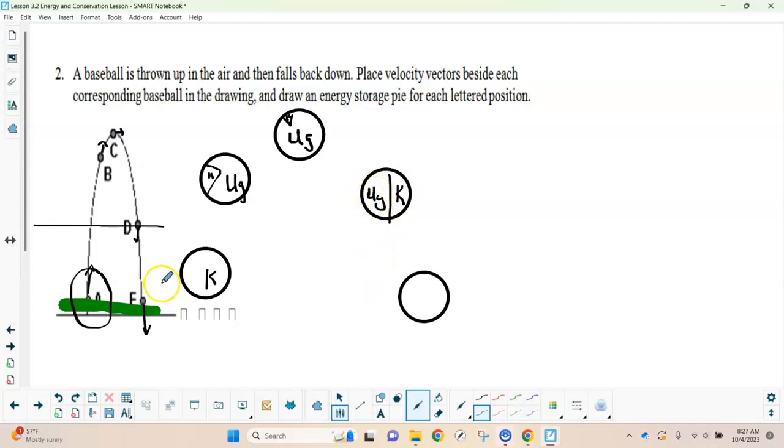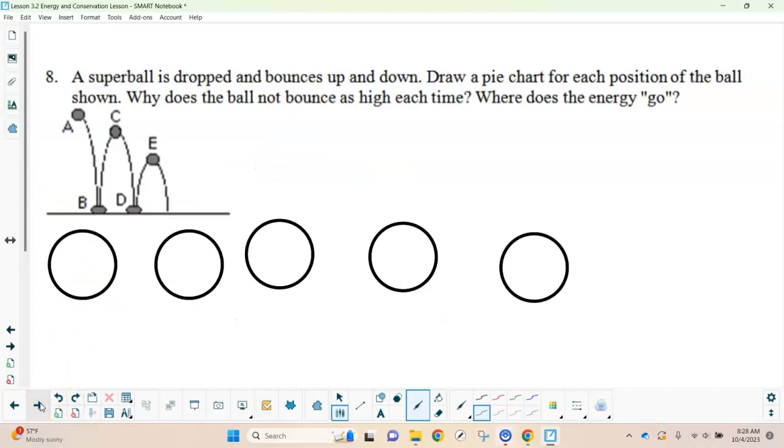And then finally, it's back down to the last part at E, and that's going to be all kinetic again. These are identical circles because it's the same position right at ground level. So those are there, and then again it's just redistributing the energies and trying to get it the right amount.